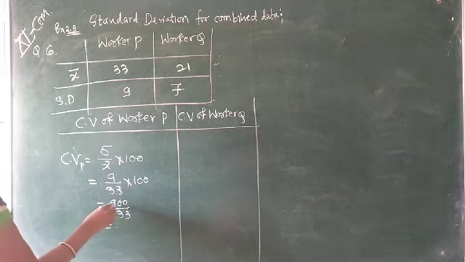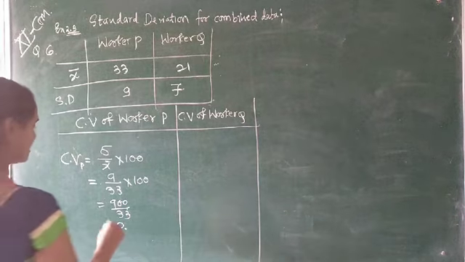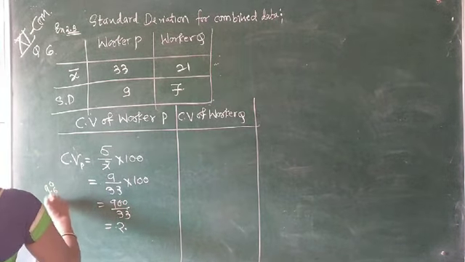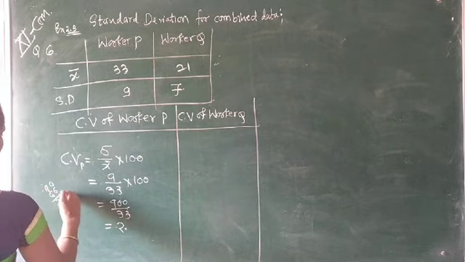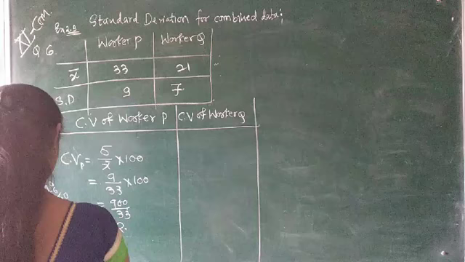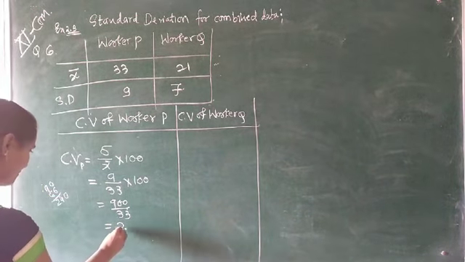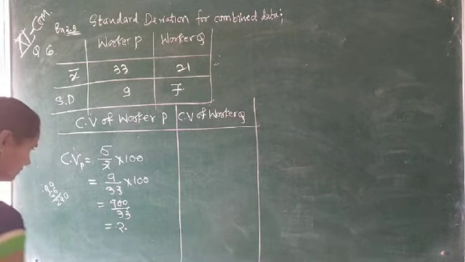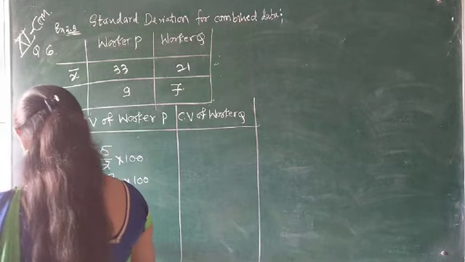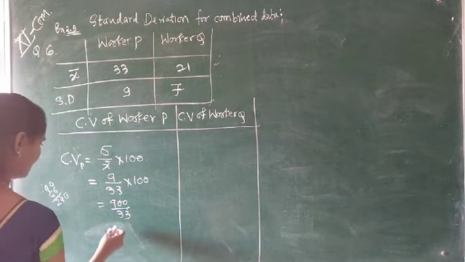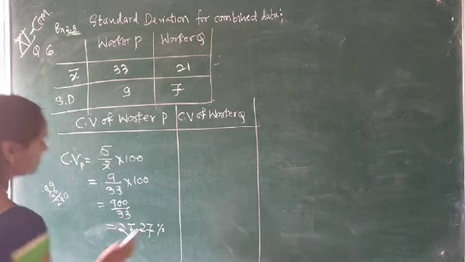If we divide this, first we take 90, 13, 13, 3 twos are 66. 900, 90 minus 66 is 24, and here 8 minus 6 is 2, that means it is 240. If we take the next value, if we divide 900 by 33, then we will get 27.27%. CV is always in percentage.